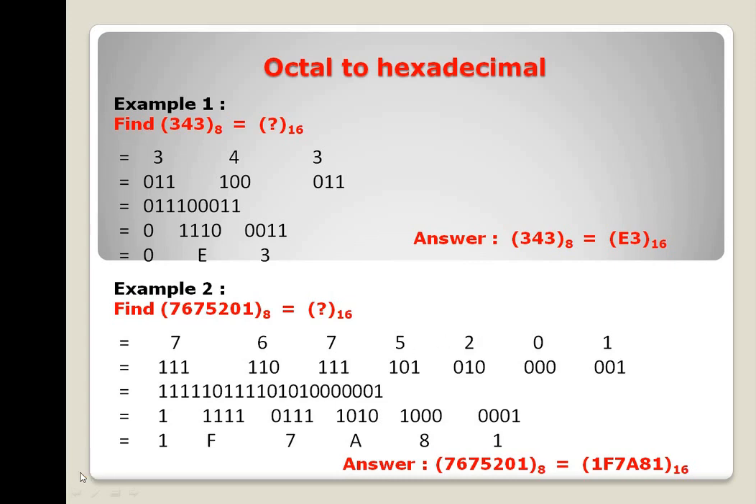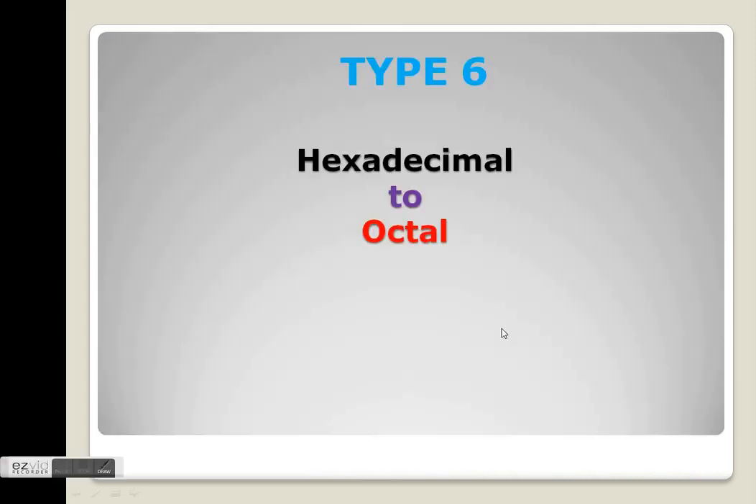Finally, we will find the hexadecimal equivalent of each group. For group 1 it is 1, for group 2 it is 8, for group 3 it is 10, which is equivalent to A, for group 4 it is 7, for group 5 it is 15, which is equivalent to F in hexadecimal, and for group 6 it is 1. So the final value is 1F7A81.